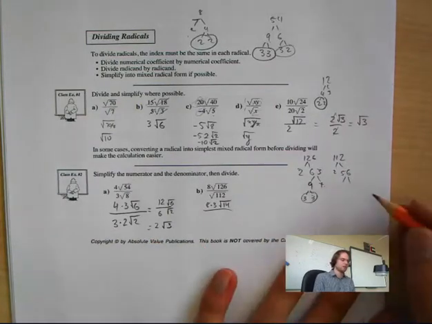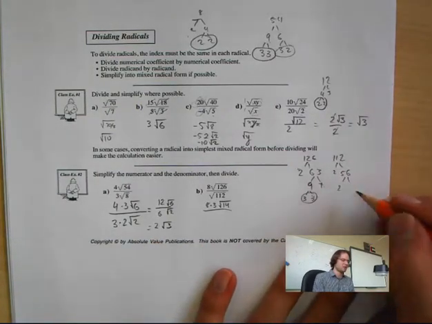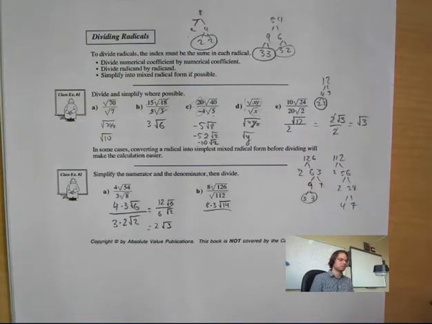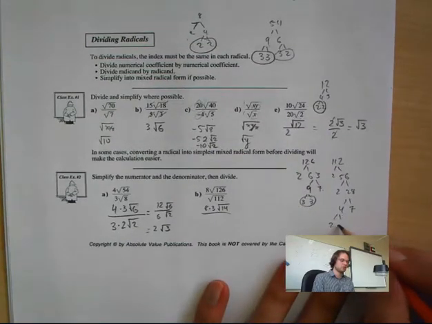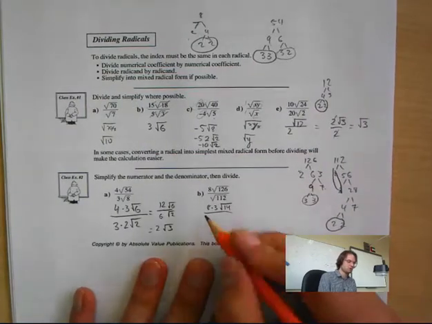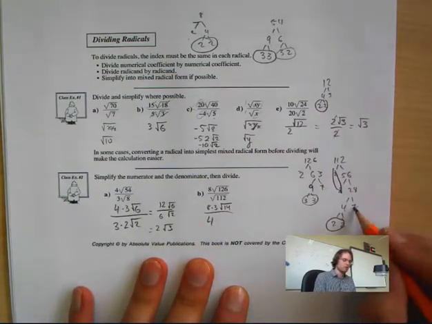56 is the same as, I could divide it by 2. I'm going to get 28. And that's 4 and 7. So we have 2 and 2. So I have a pair of 2's here and a pair of 2's there. That's 2 pairs of 2's. So that's 4, and what's left? Root 7.